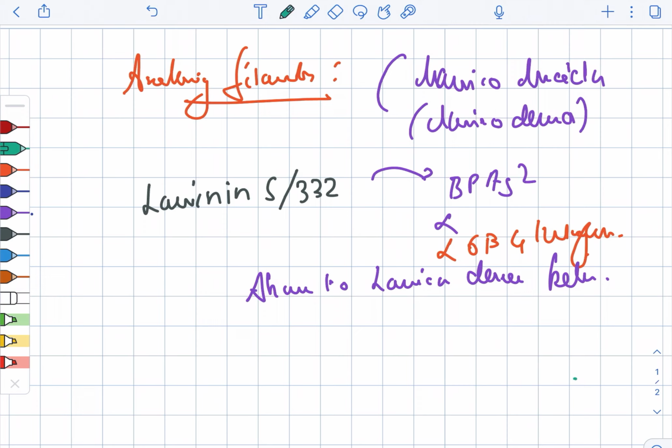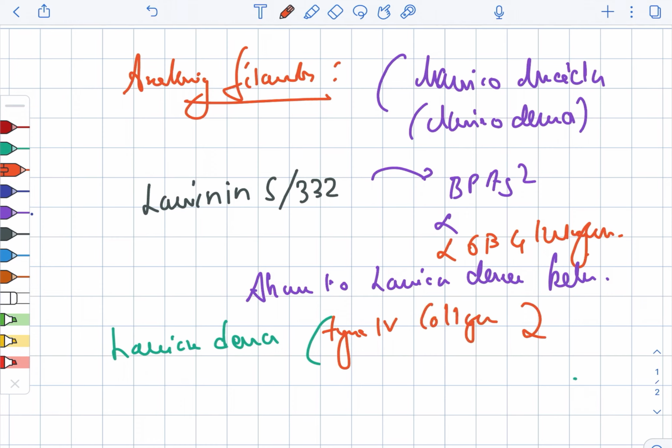Next, what we have is the lamina densa. This lamina densa consists mainly of type 4 collagen and other proteins such as nidogen.